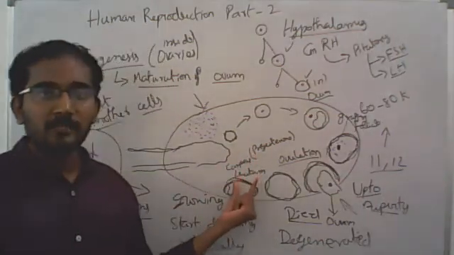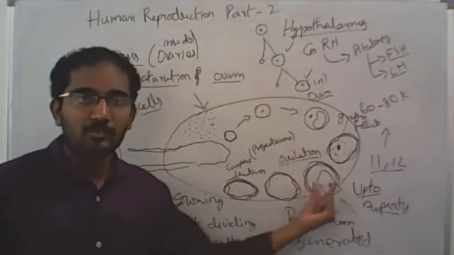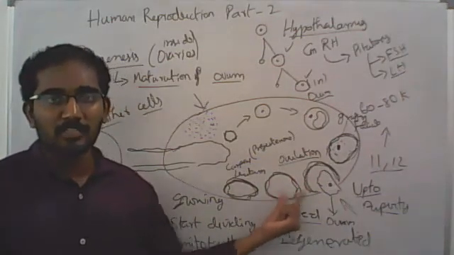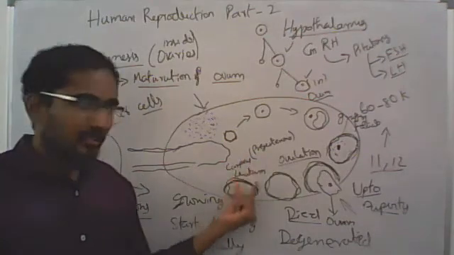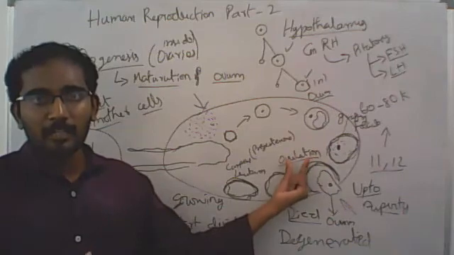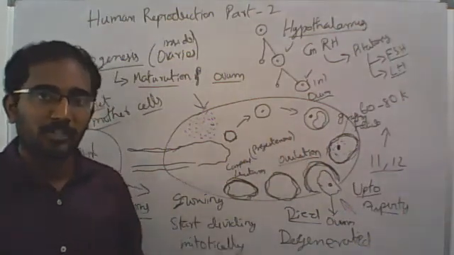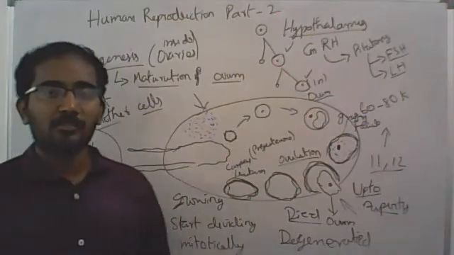The corpus luteum is a temporary gland. It is formed from the emptied or removed Graafian follicles. Now it produces progesterone, and this progesterone helps in building the endometrium layer. Okay, so now what will happen after that, sir?